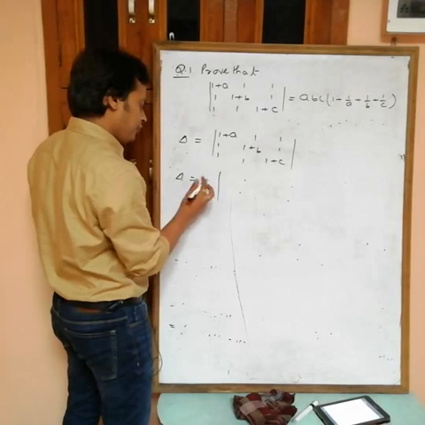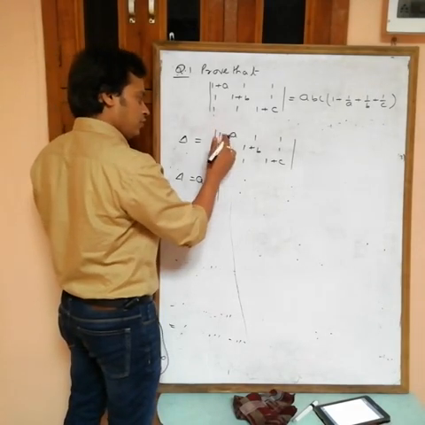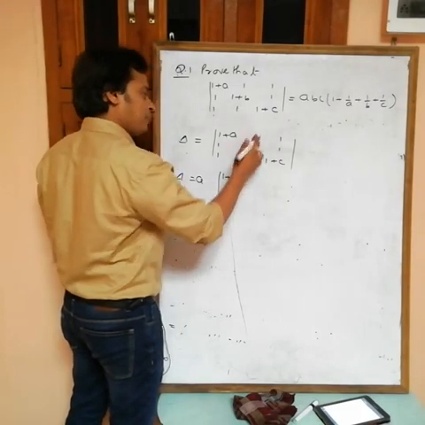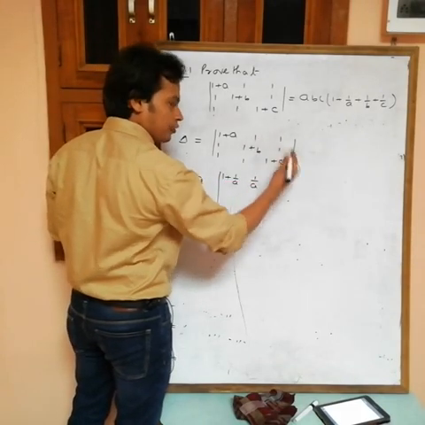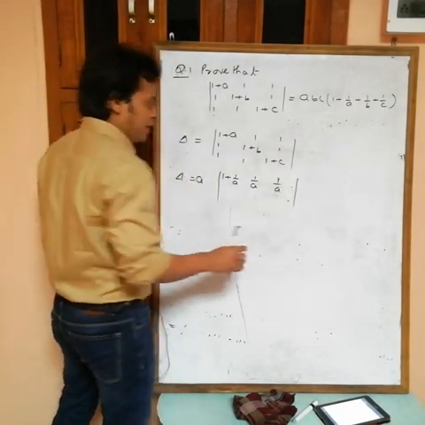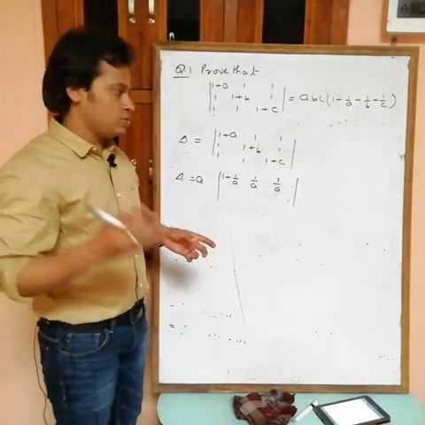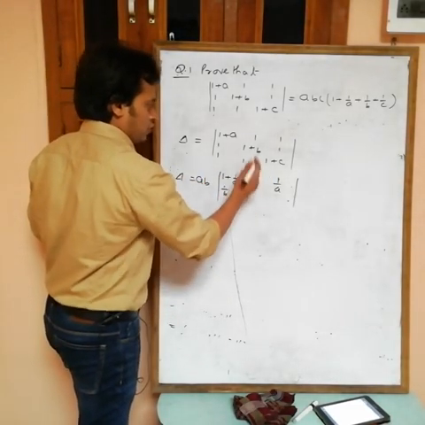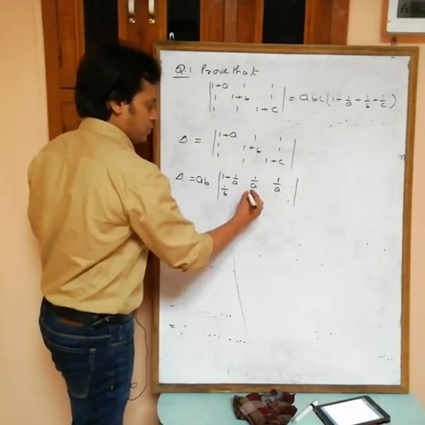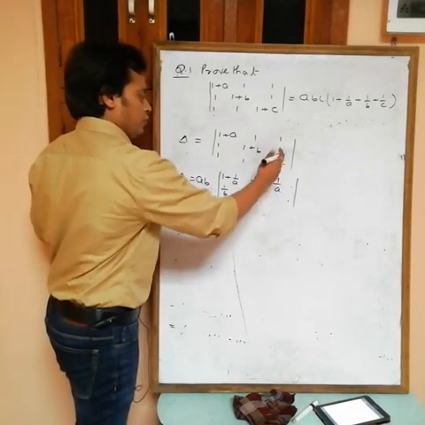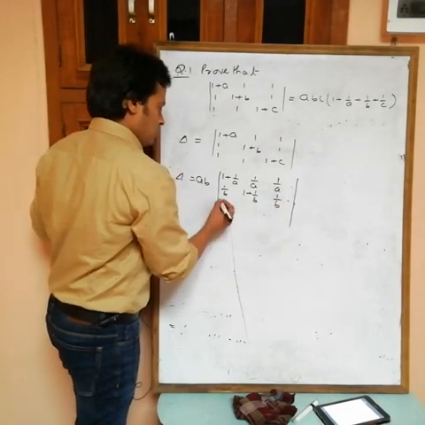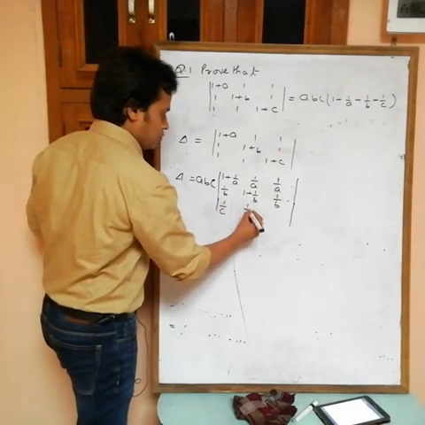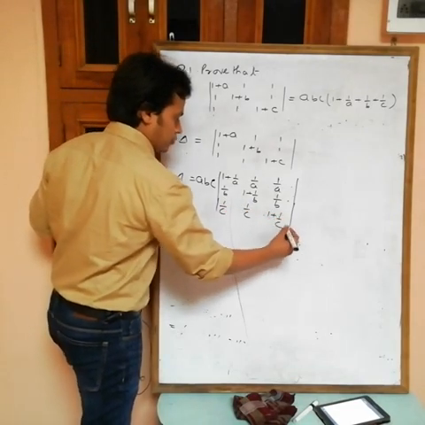If you are taking common a from R1, then what we have? Divide by a, then 1 plus 1 by a, 1 plus 1 by a. From this one we are taking common a, so 1 by a. From this one 1 by a. Okay, now similarly also you want 1 by b, 1 by c. So I am taking common b from R2, then 1 by b, divide by b, then 1 plus 1 by b, 1 by b. Okay, and from R3 I am taking common c. So 1 by c, 1 by c, 1 plus 1 by c.